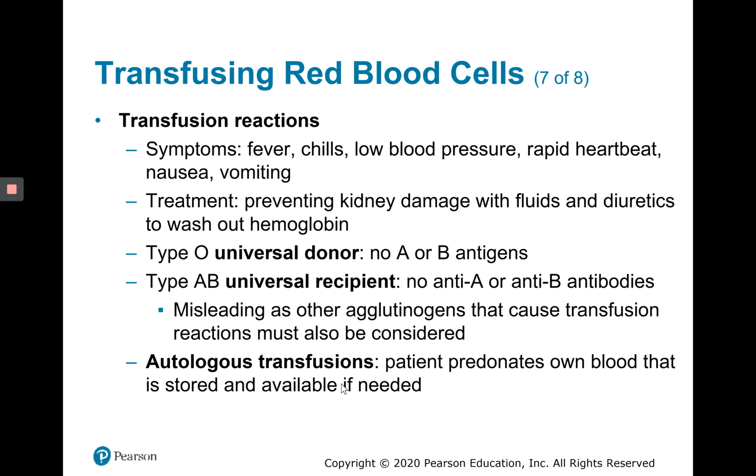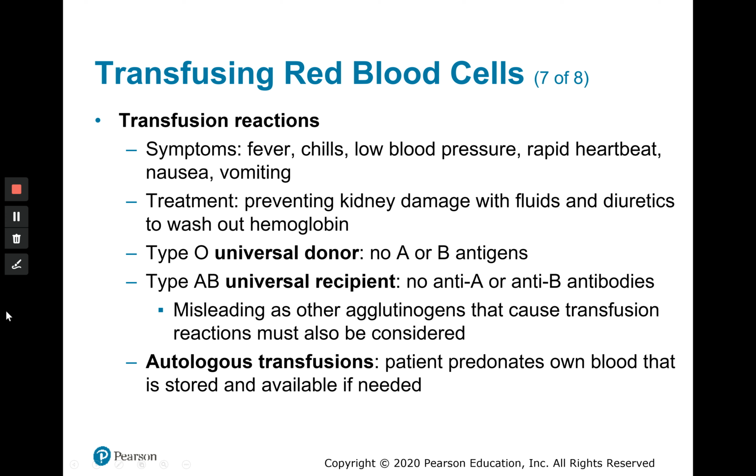So don't forget, as we go through this unit, some of our mainstays that we're learning as we learn about blood groups, like type O is the universal donor, type AB is a universal recipient. But this can be misleading, as other agglutinogens that cause transfusion reactions must also be considered. Next, we're going to be looking at autologous transfusions, where a patient pre-donates their own blood that is stored and available if needed.